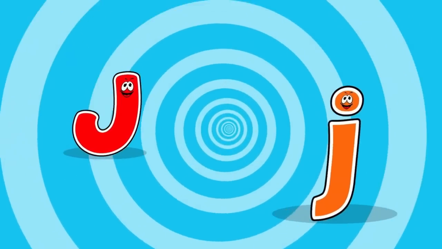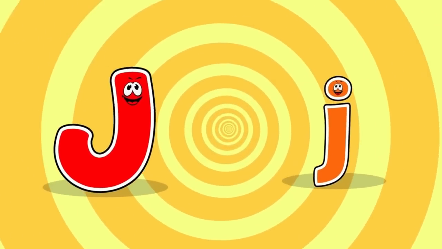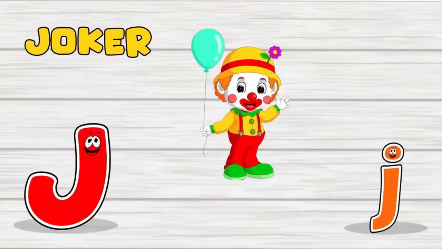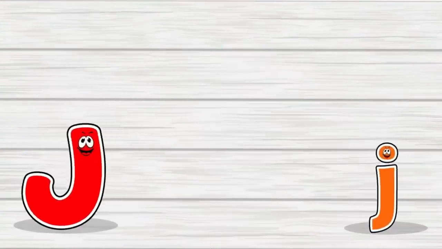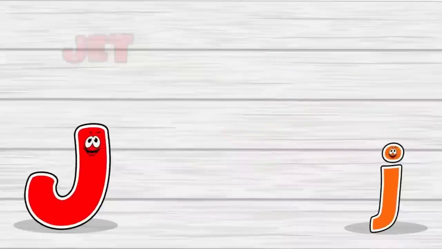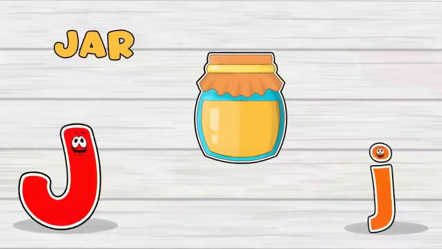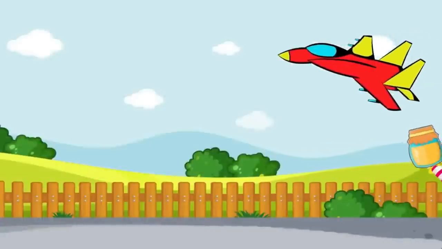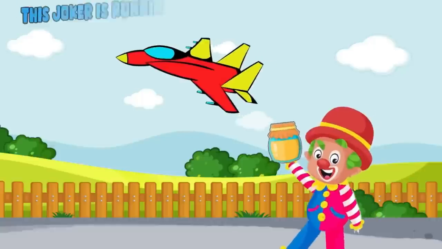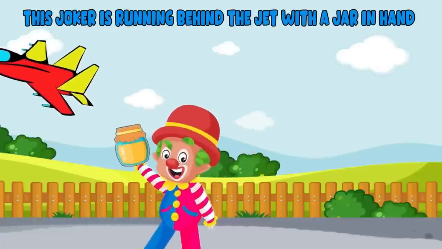J sounds j, j, j, j. J is a joker, j, j, joker. J is a jet, j, j, jet. J is a jar, j, j, jar. This joker is running behind the jet with a jar in a hand.